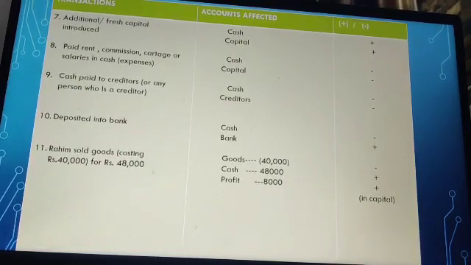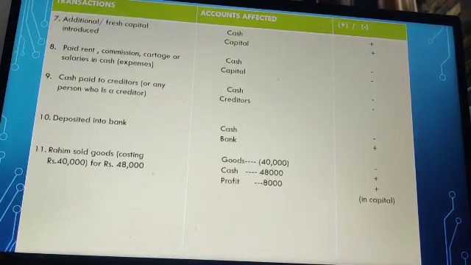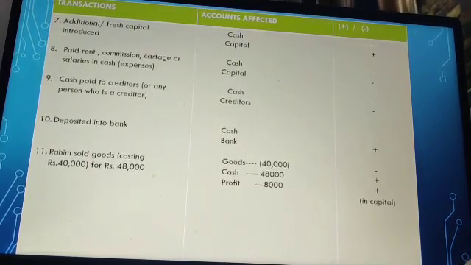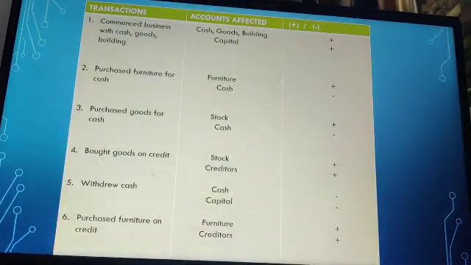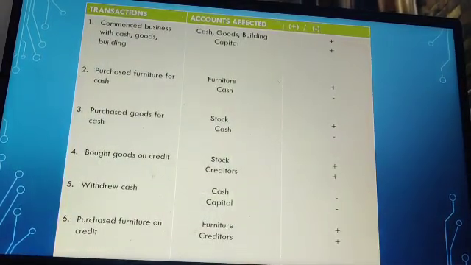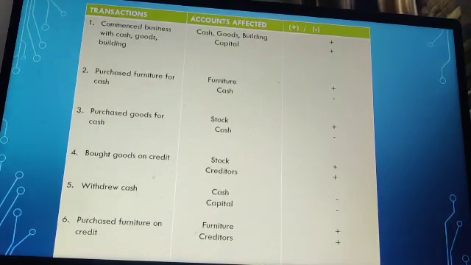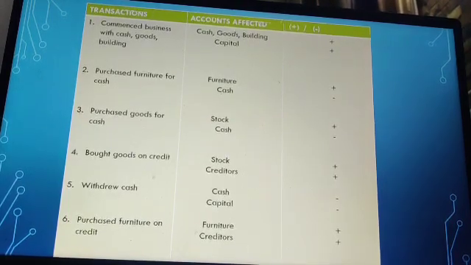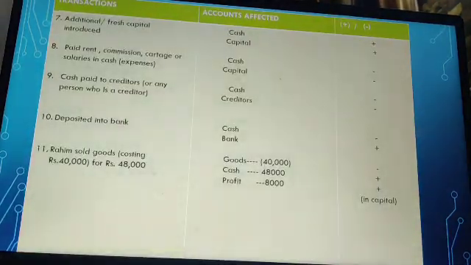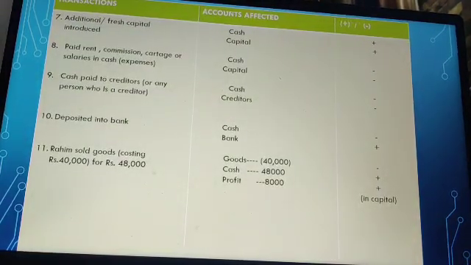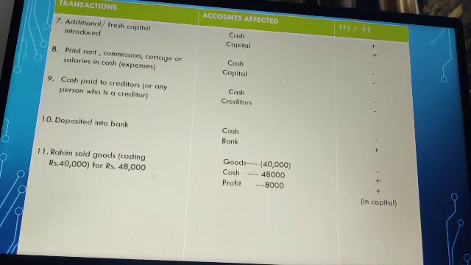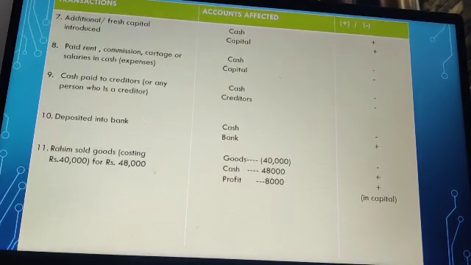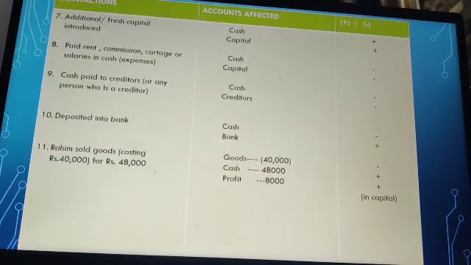Cash paid to creditors, or any person who is a creditor. Students, as we discussed here, since we purchased goods on credit, the fourth transaction as you can see, we opened a creditors account here. Now if we are going to pay that creditor, then we are going to reduce the creditors by the corresponding amount. Since we are paying cash, cash is going to be reduced and the creditors amount is also going to be reduced.